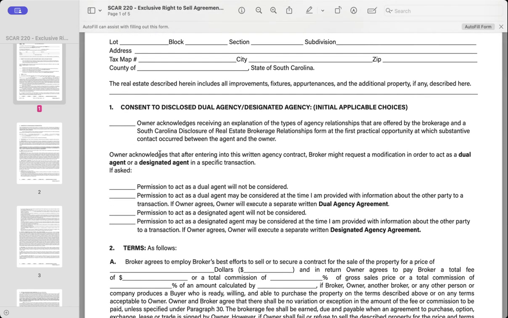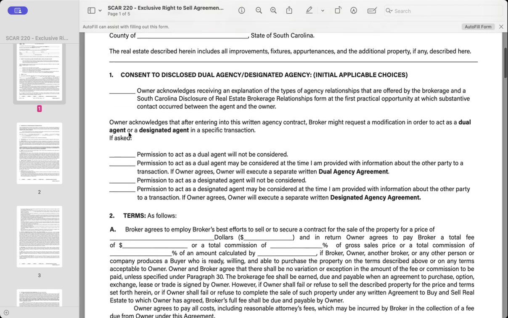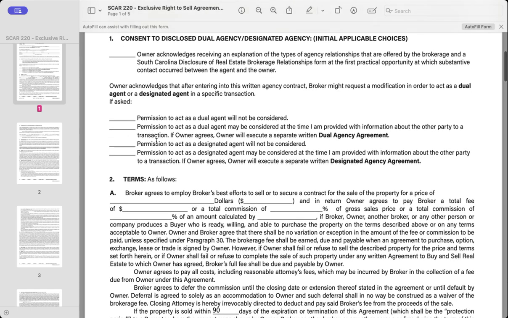The first section is about agency. Agency describes who works for who, and there would be a form that the owner would have been provided before, the South Carolina Disclosure of Real Estate Brokerage Relationships form, and there's a place for the owner to initial confirming that they've received that. The second part of this section goes into whether there'll be dual agency or designated dual agency, and just gives the owner an opportunity to initial whether or not they would consider that as a transaction moves forward.